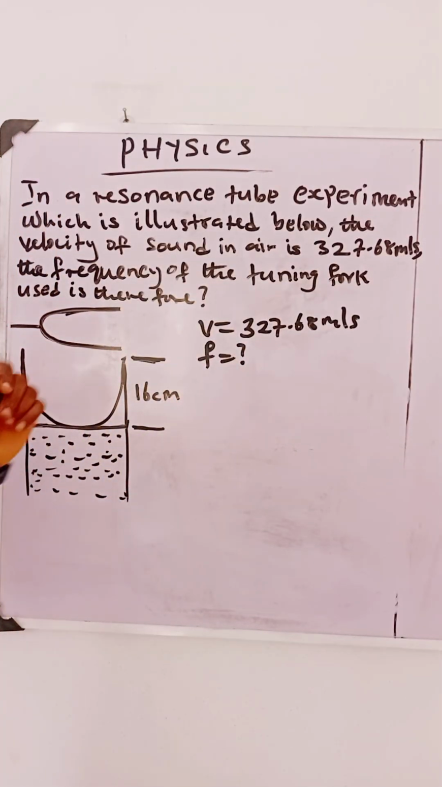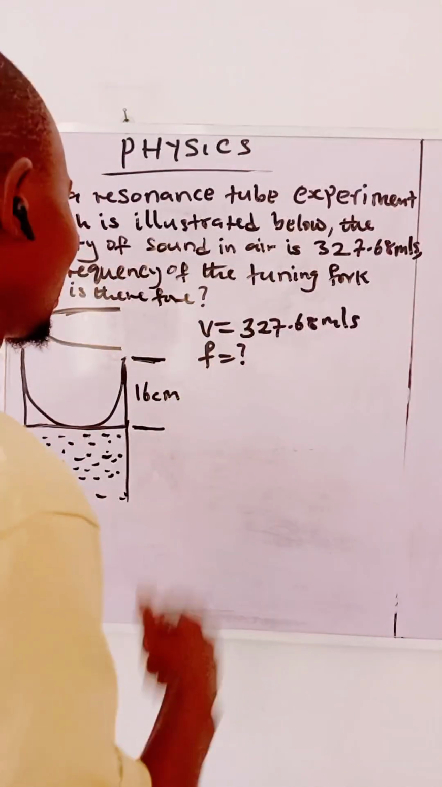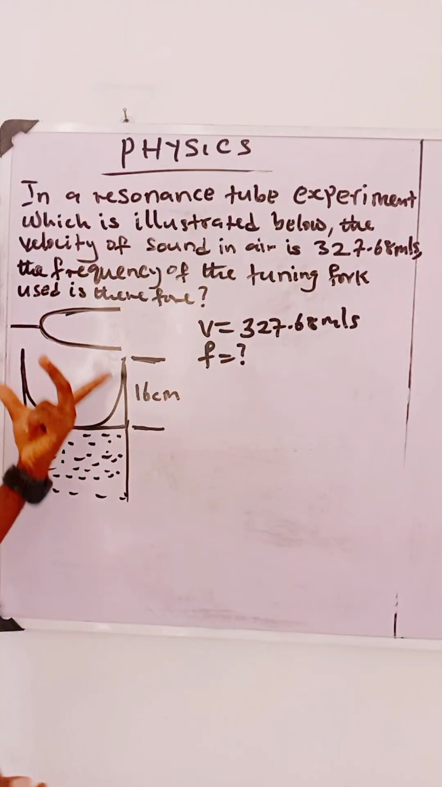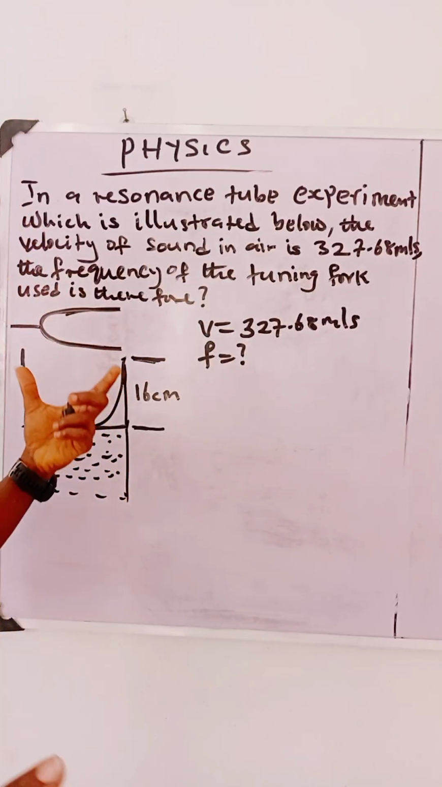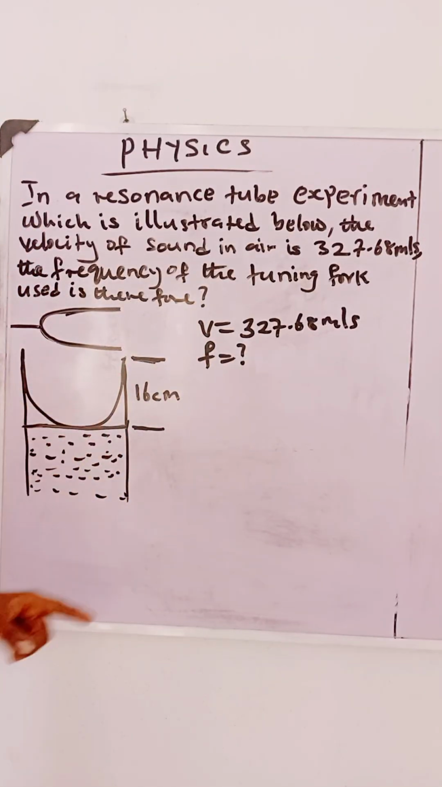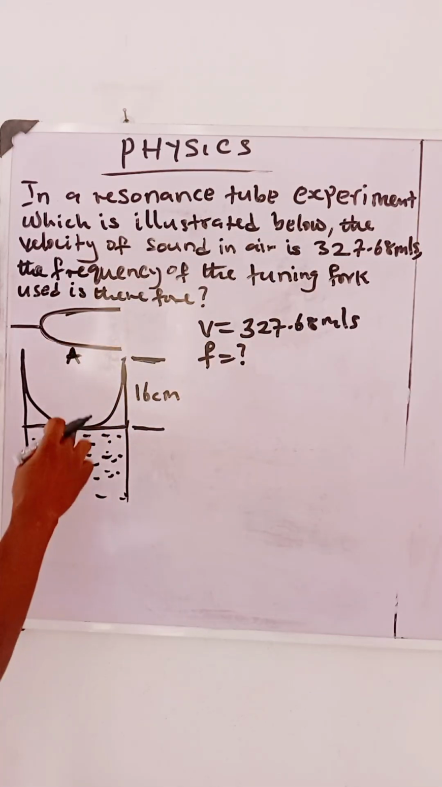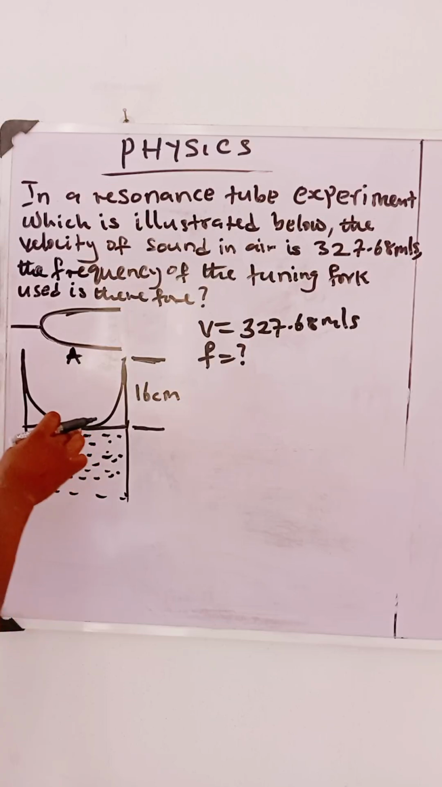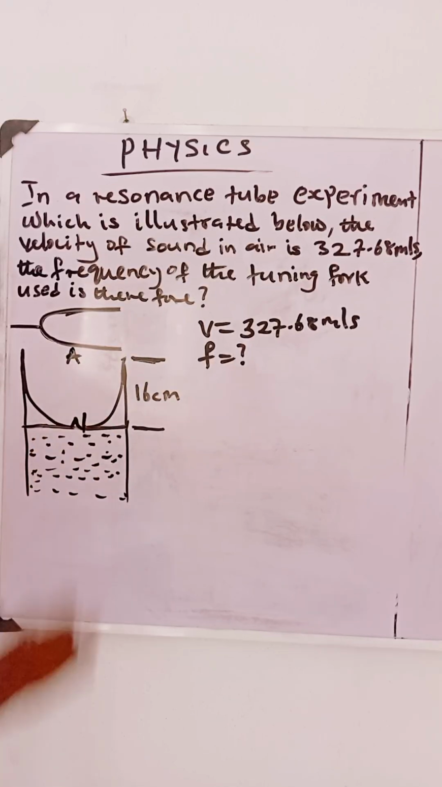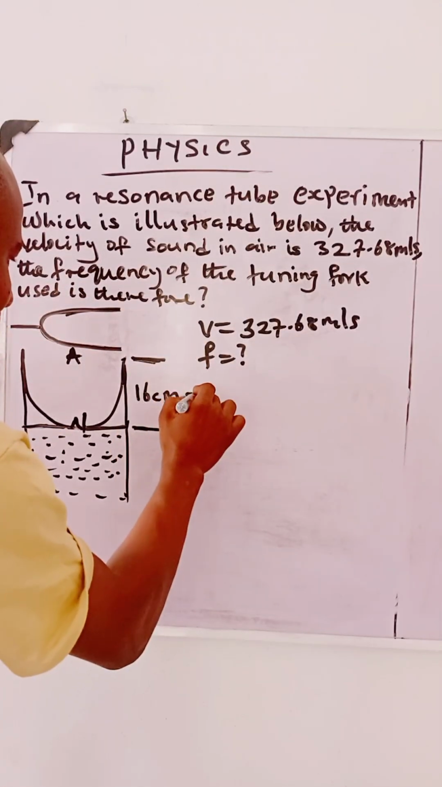From this diagram, what we need to identify is the node and the antinode. If you know the principle very well, seeing this diagram, here is my antinode. Then this closed part here is my node. Now, the distance between antinode and node is L. So here, this is my L.